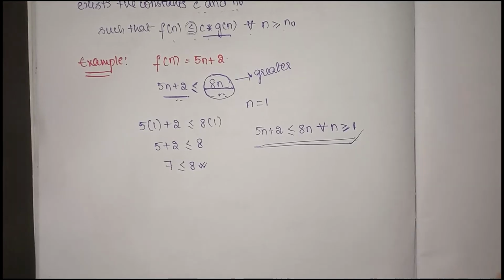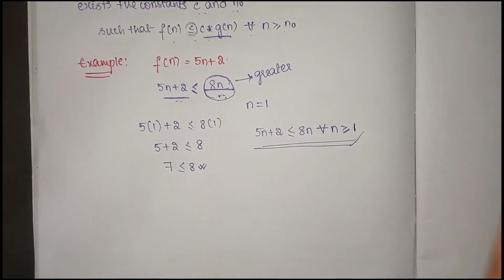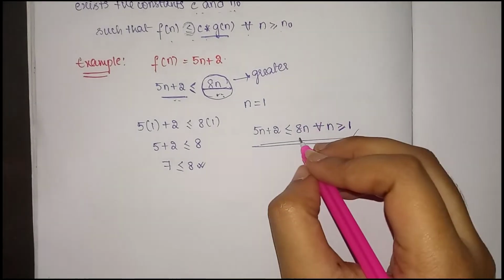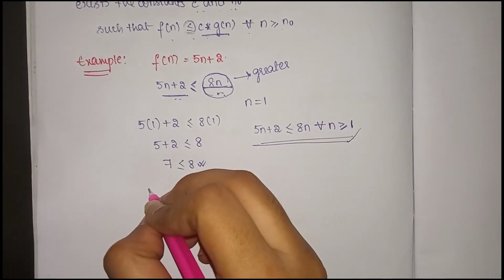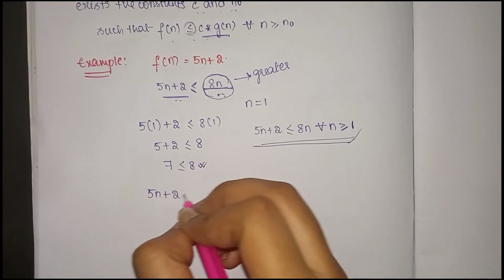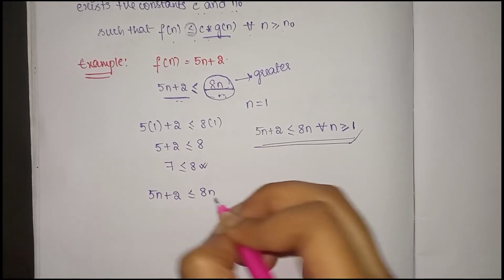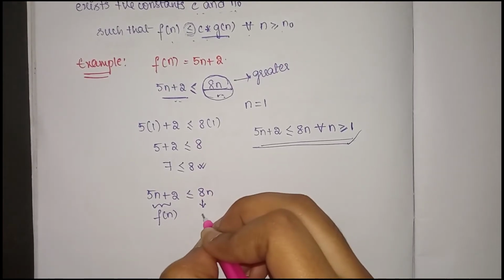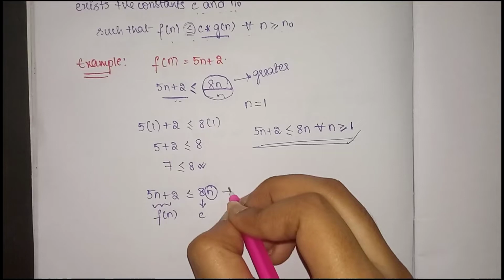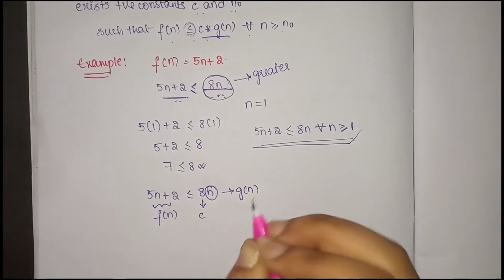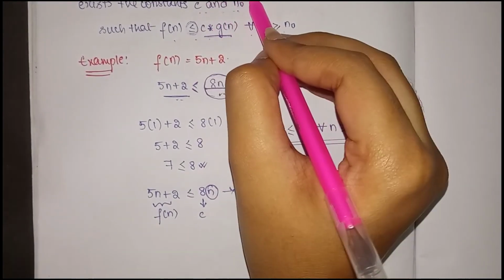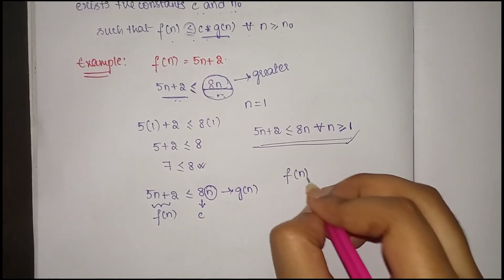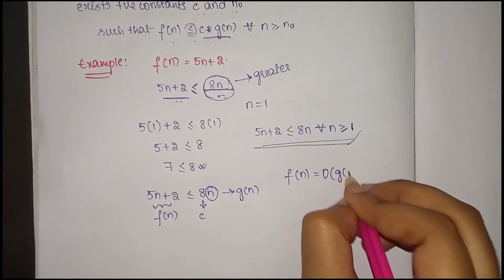But here what we need to do is define the big O notation. I need to define the time complexity. How will I tell? See, I have 5n plus 2 less than or equal to 8n. This is your f of n. This is your c and this part is your g of n. So f of n will be, according to the condition, f of n is equal to order of g of n.